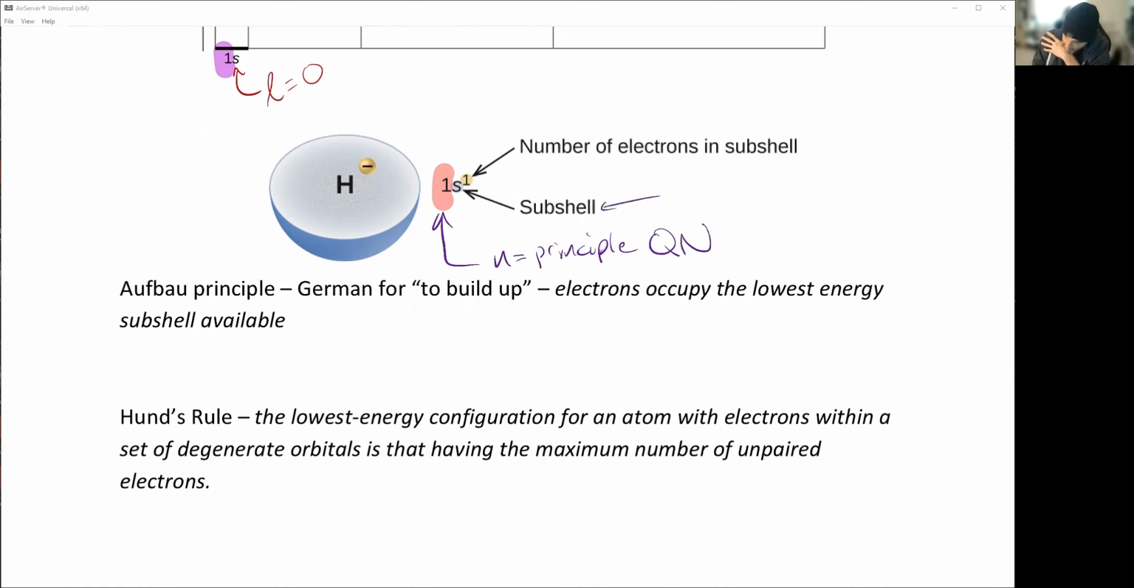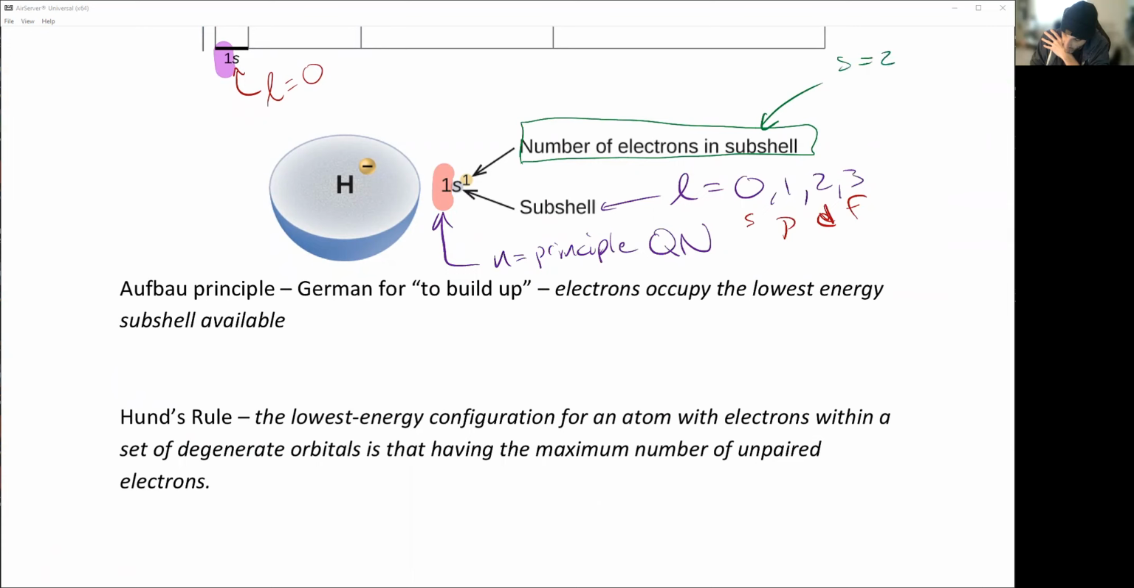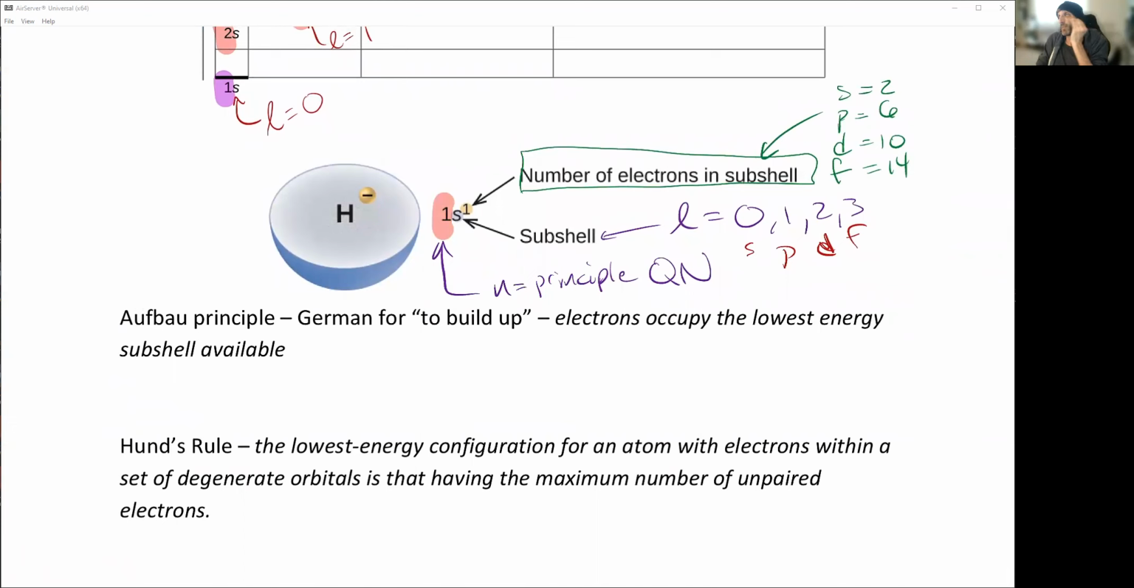The subshell, that's going to be my value of L, coordinated 0, 1, 2, 3, again, S, P, D, and F. And then the total number of electrons in the subshell is going to essentially be the number of electrons that fit in the subshell. S can fit 2, P can fit 6, D can fit 10, and F can fit 14. Those are the total number of electrons. But remember, there is 1 orbital for S, 3 orbitals for P, so there's half the number of orbitals.